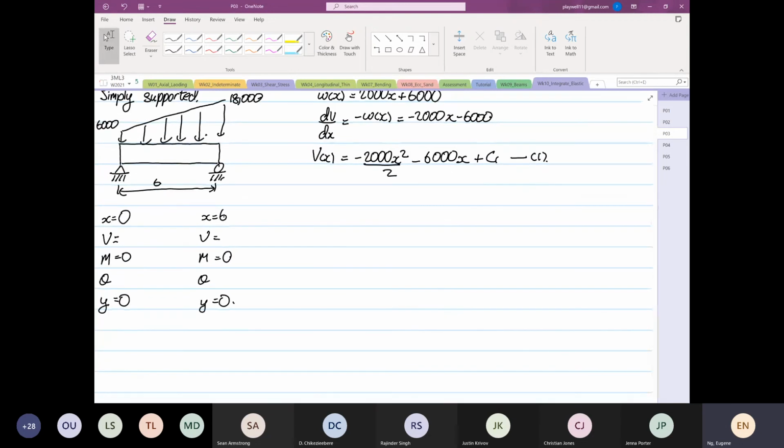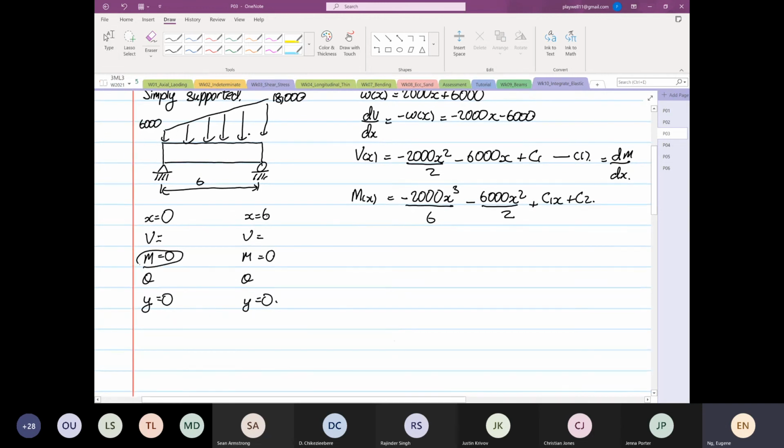That's it. Okay, so now M as a function of x. It is equal to dM by dx, so you integrate again. So this is minus 2,000 x cubed over 6 minus 6,000 x squared over 2 plus C1x, now plus C2. So now you have two unknowns, but thank God we have what? Two boundary conditions. So it is solvable.